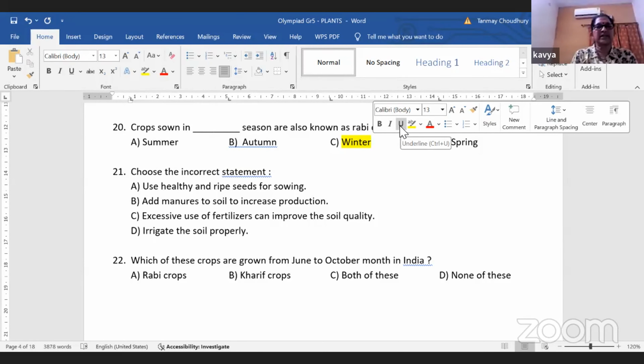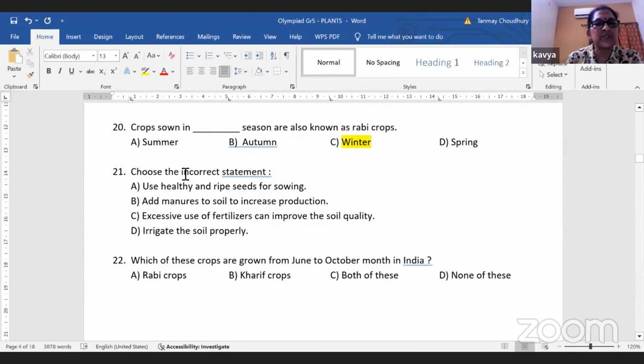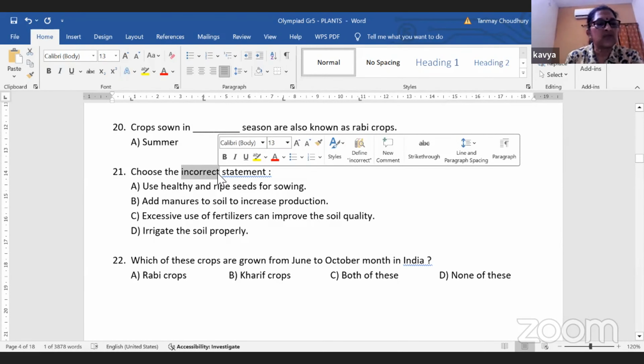Choose the incorrect statement. Use healthy and ripe seeds for sowing. Add manures to soil to increase production. Excessive use of fertilizers can improve the soil quality. Irrigate the soil properly. So which one will be the incorrect statement? Please read the question. Incorrect statement. What will it be? Okay, now I'll just see what are the answers which I'm getting.